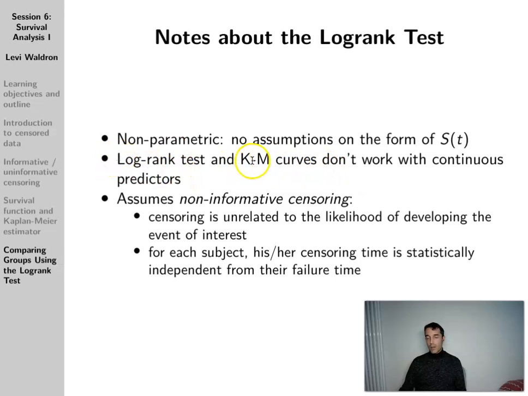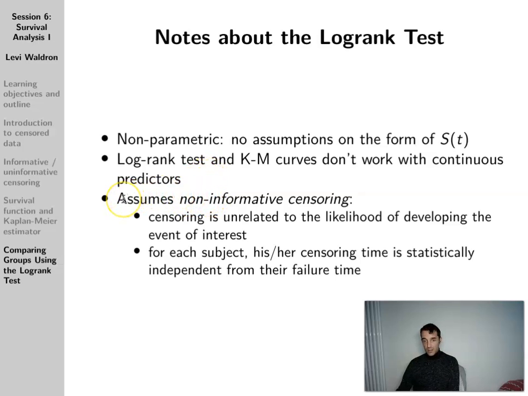It does not work, and neither do Kaplan-Meier curves, with continuous predictors. So I showed those nice two curves in the Kaplan-Meier plot because we had a binary predictor. We could have a categorical predictor with 3 levels and show 3 of those curves and still do a log rank test. But with a continuous predictor, we can't do any of those things. So we would either have to cut it and turn it into a categorical variable, or consider fitting a model such as we will do later.